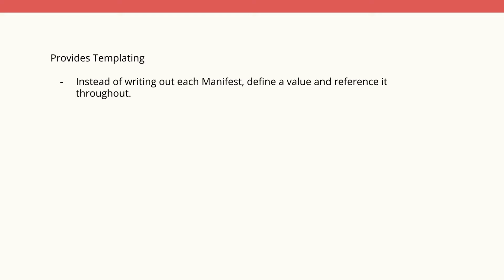What templating allows you to do is define a value in one place and reference it everywhere else. So when you write your Helm charts, you can define, for example, a value in a values file, and then that value can be fed into other manifests. So when it comes to maintenance and things like that, you put it once.